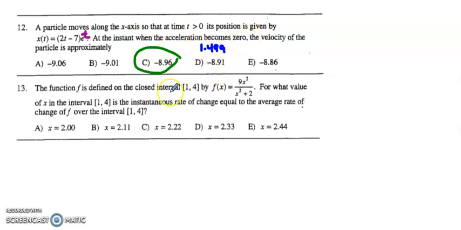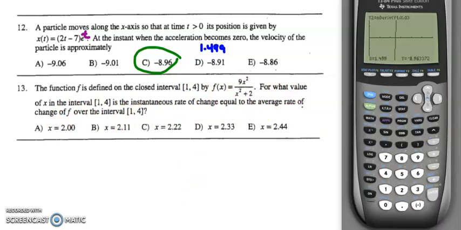Now we'll go to number 13, which is a mean value theorem problem. It says that we have a closed interval from 1 to 4, and they want to know the value where the instantaneous rate of change is equal to the average rate of change. So what I'd like to do is go back to my calculator, and I'm going to type in the function given, 9x squared, and I'm going to divide it by the entire denominator, making sure to put the denominator in parentheses.